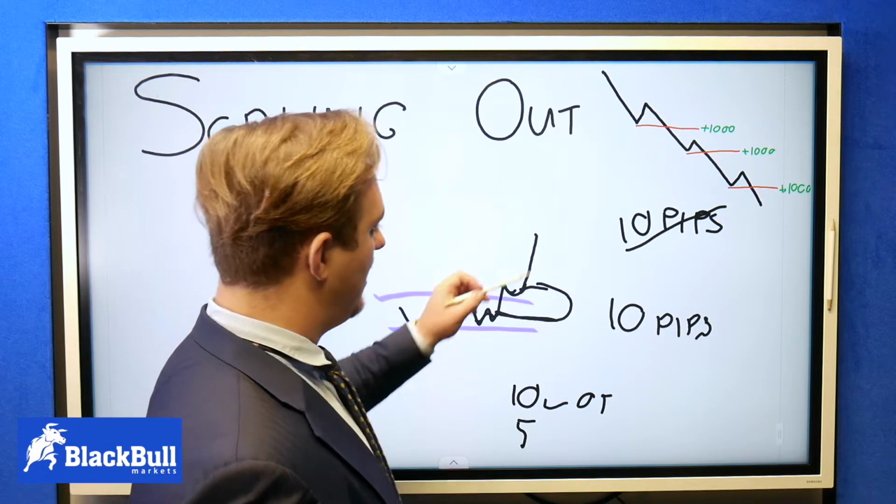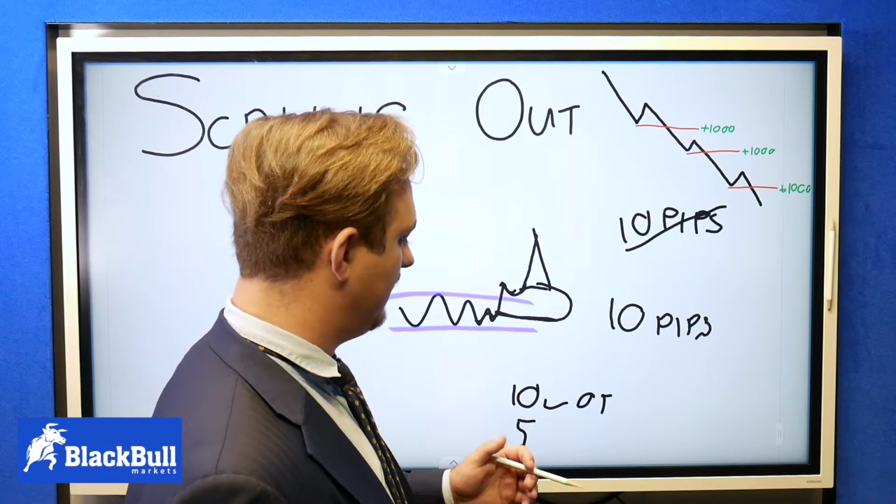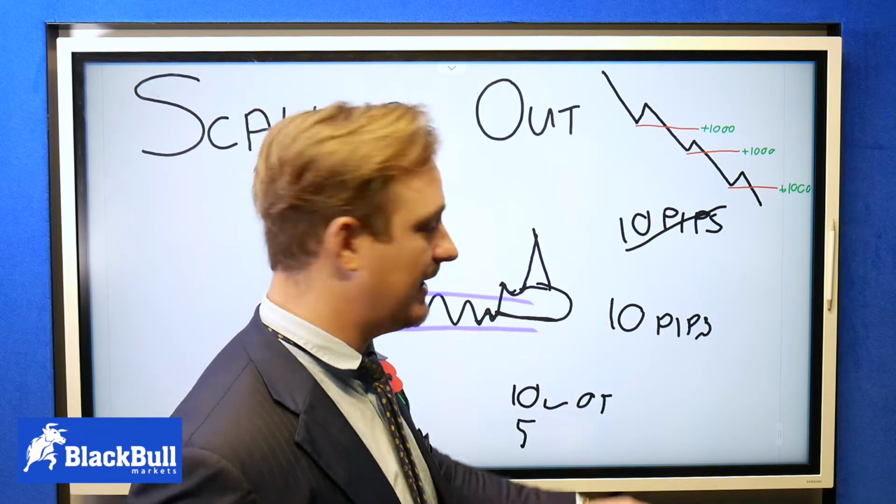But the issue was, if the market did come back and stop me at break even, where I could have made a certain amount with a 10 lot trade, I actually made half of this.